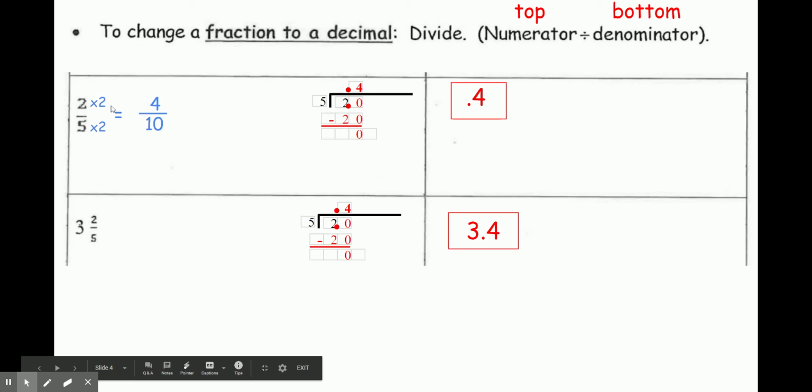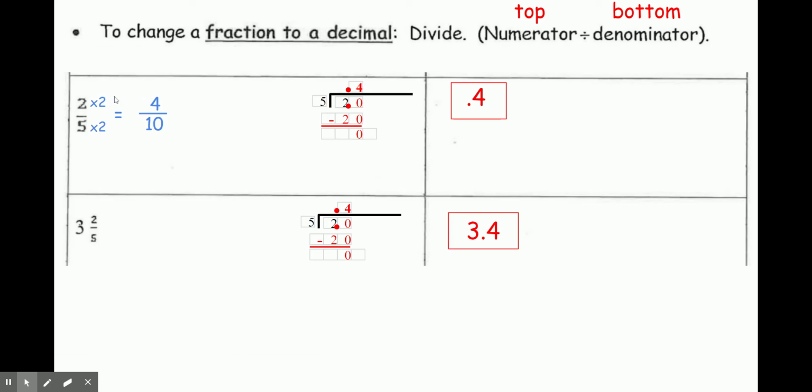Again, you could have used this little other method. You can call it a shortcut if you'd like. Whichever works better for you. But that is how you convert from a decimal to a fraction and a fraction to a decimal. Go ahead and try some on your own.